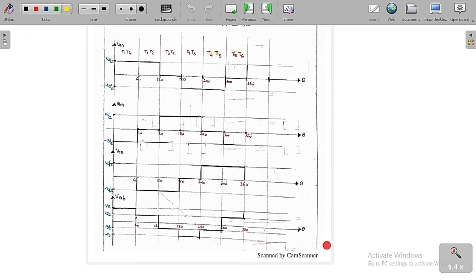If you want to find what this graph is, simply remember for every 60 degree: plus Vs by 2, plus Vs by 2, 0, minus Vs by 2, minus Vs by 2, 0. Then shift it by 120 degree and you are going to get this graph. Again shift by 120, you are going to get this graph. Again shift this by 240, you get the other graph. Everything is the same, only you are shifting it. So if you remember this one graph, you can easily get VBN and VCN.